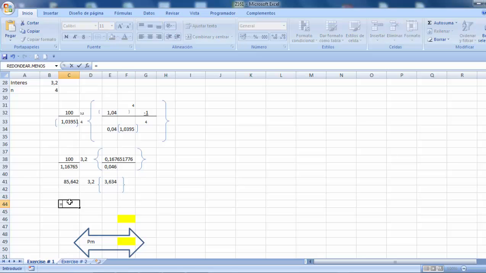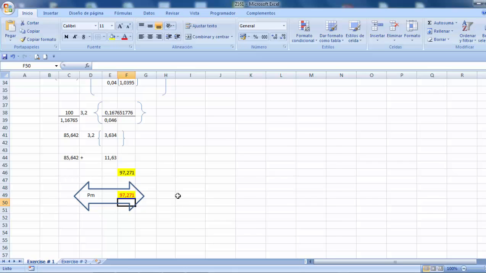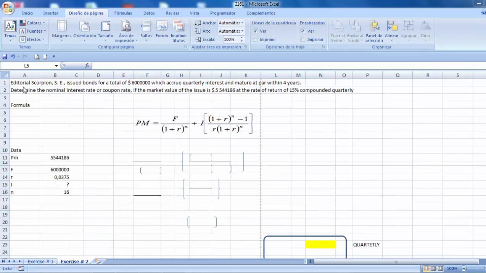Then finally we fix that, and you can obtain this value. You add them to each other and it gives us a result of 92.27, and this will be the answer to exercise number 1.